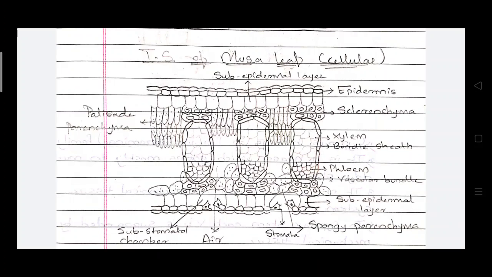So in this figure there are three vascular bundles present. In that, at the outer part there is the xylem, and at the inner side there is the phloem, and this vascular bundle is covered by the bundle sheath. In the figure, palisade parenchyma cells are also present, which interrupt these vascular bundles or sclerenchymatous patches.